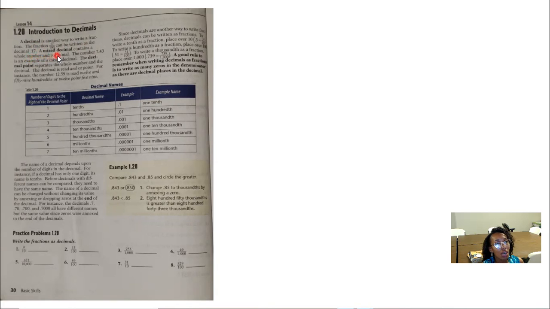0.17. There is such a thing as a mixed decimal. A mixed decimal is a decimal that has a whole number in front of the decimal, as well as the part behind the decimal. That's a mixed decimal, okay? And the decimal point serves to separate the whole number portion from the decimal, the actual smaller portion.